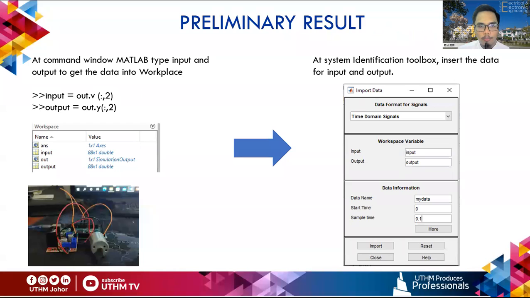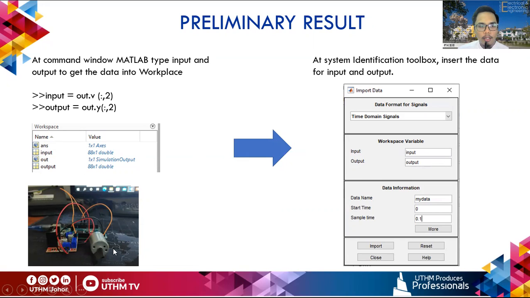Okay, next is preliminary result. So this is my preliminary result. After getting the data for the input as a voltage and output as a rotation or speed, motor RPM, at the command window of MATLAB, type input and output to get the data into the workspace. So at the command window must type input equals out.v and 2. So output equals out.y2.